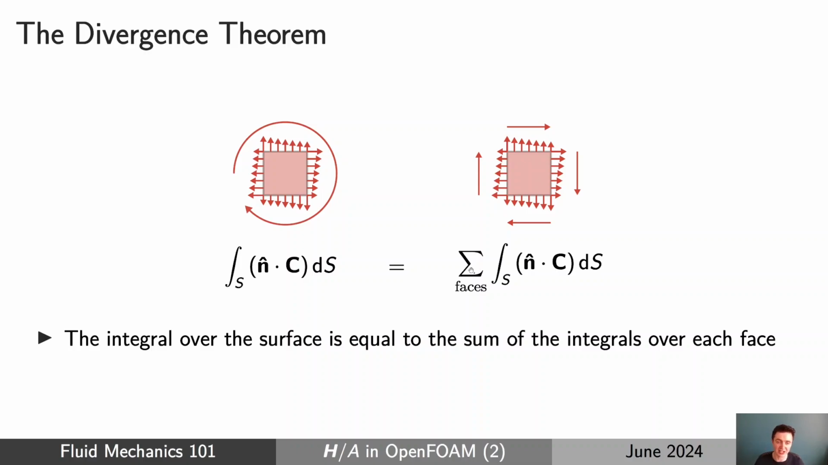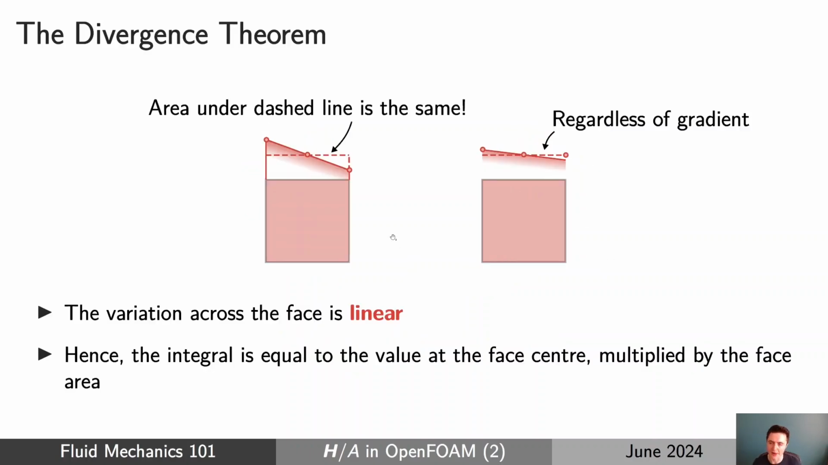But for us in CFD, our faces are generally flat and we have a finite number of them. So we replace the surface integral with the sum of the surface integrals over each of the faces. And then the next thing we do to simplify the surface integral is we need to think about the variation of the vector field across the face. And in general in CFD, we know that at best, the vector field will vary linearly across the face.